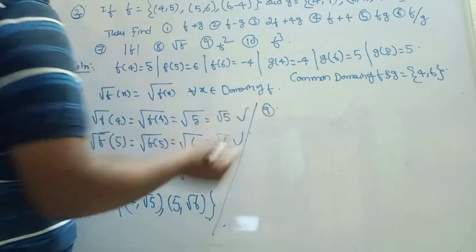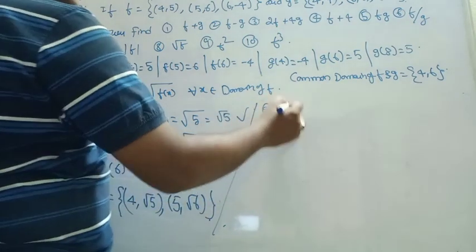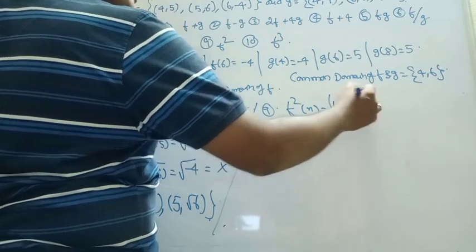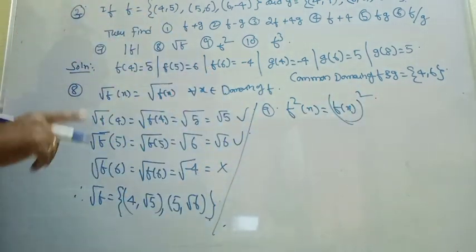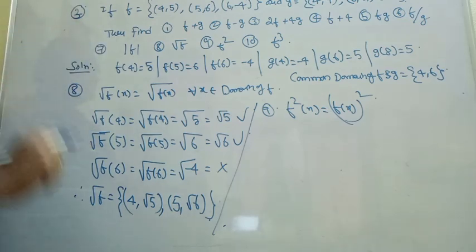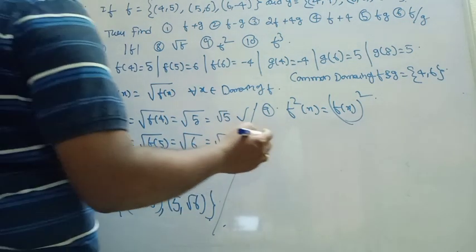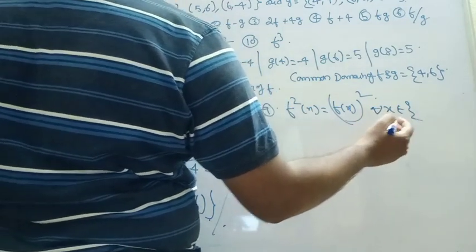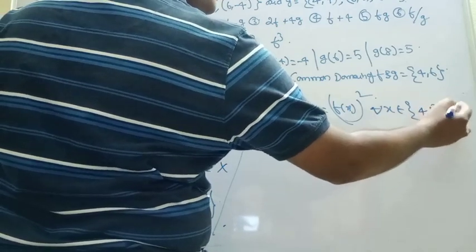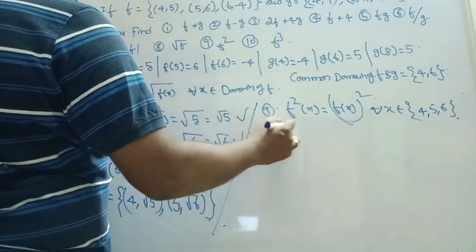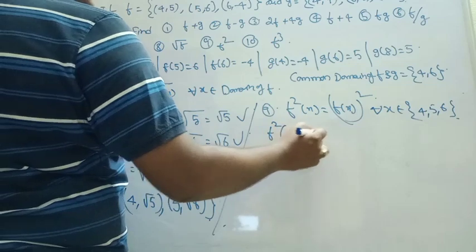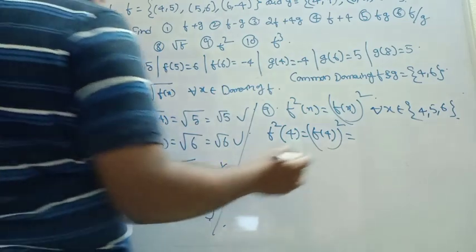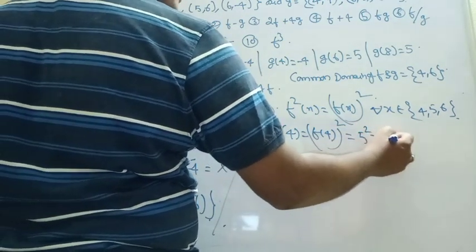Next, the ninth one, you have here f square of x, right? That means f of x whole square. This function is, because we defined f power n of x equal to f of x whole power n, where n is any natural number. For all x belongs to the domain of f, that is 4, 5, 6. Now f square of 4 is f of 4 whole square, f of 4 whole square means 5 square, this is 25.